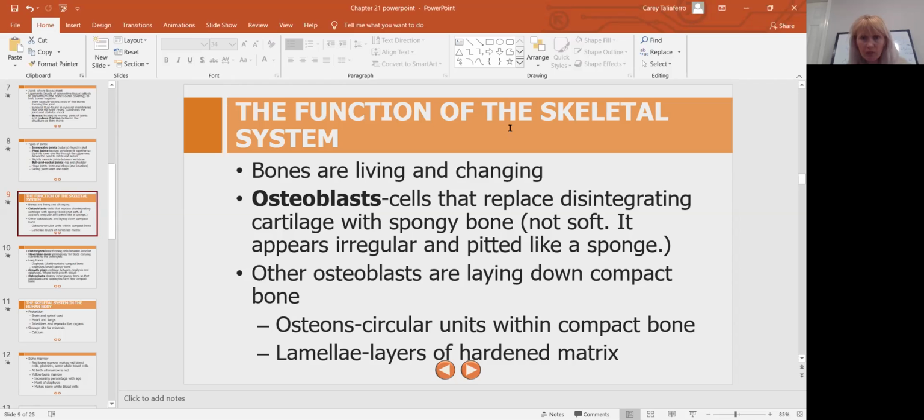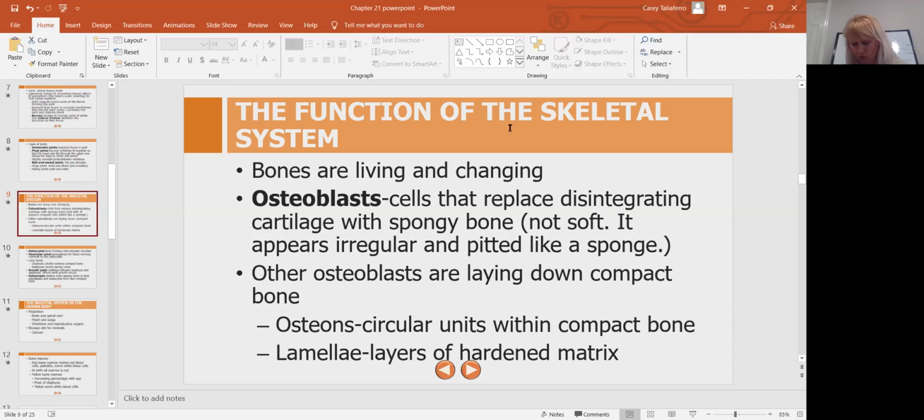So osteoblasts, these are cells that replace disintegrating cartilage with something called spongy bone. Now, if you think about a sponge, you think about it in some cases being soft, but that's not the case here. It's not soft bone. It just appears to look like a sponge, not necessarily feel like a sponge. So it's got the holes and it's pitted. That's why it has that name. In the meantime, you have other osteoblasts that lay down compact bone.